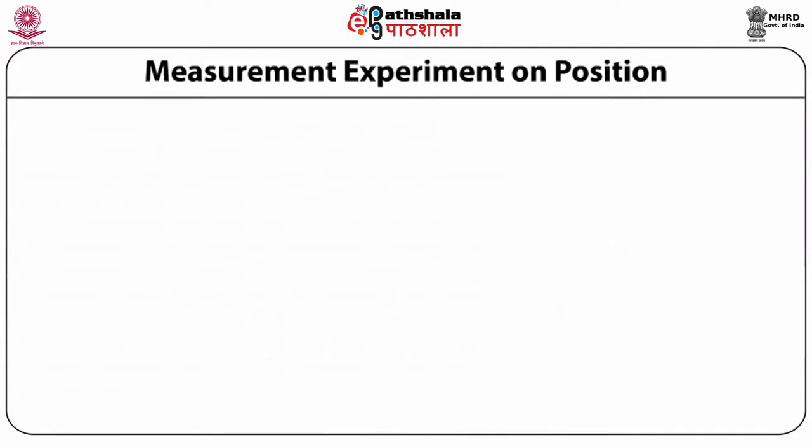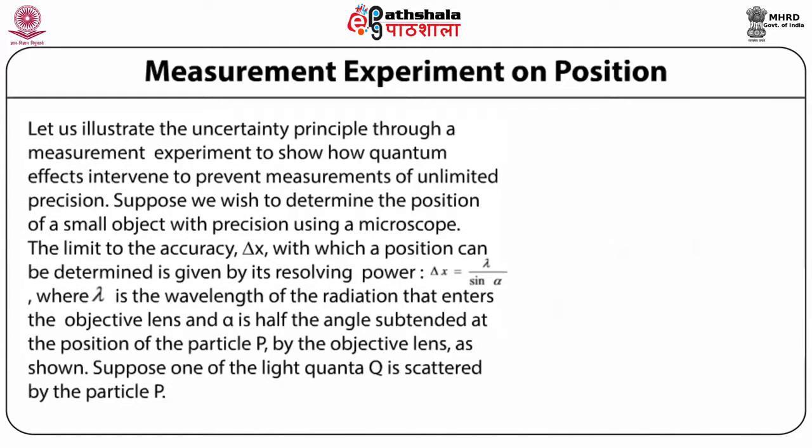Measurement experiment on position. Now we'll try and see how the uncertainty principle affects the measurement of the position of a particle. For that, let us look at an experiment which can tell us how this is happening. Let us illustrate the uncertainty principle through a measurement experiment to show how quantum effects intervene to prevent measurements of unlimited precision. That means that it is impossible to actually determine the exact position of a particle.